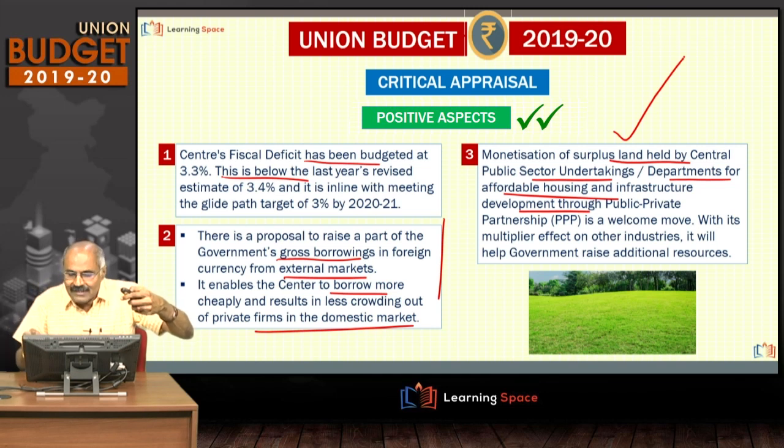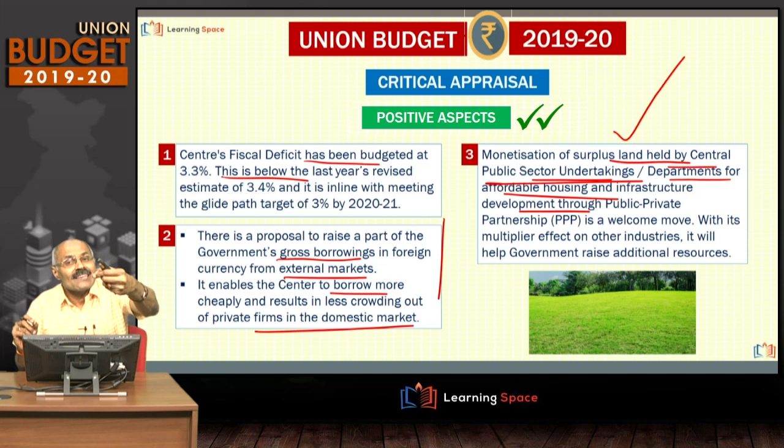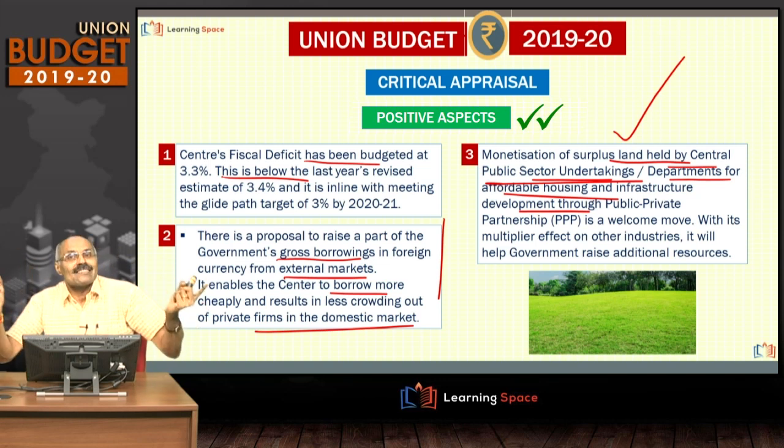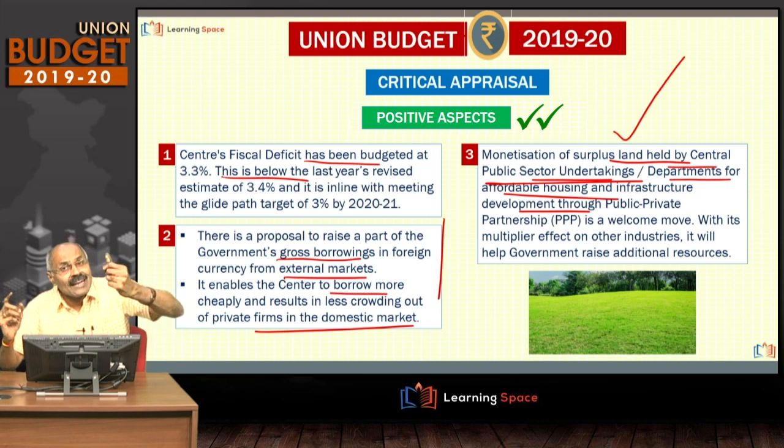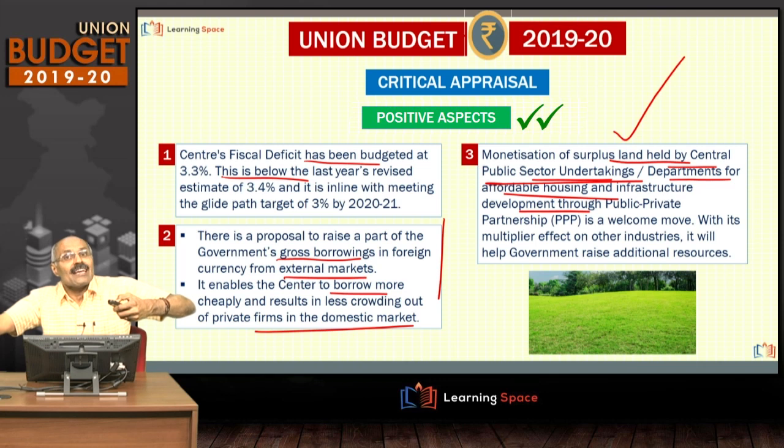Monetization of surplus land held by central public sector undertakings and departments. If you take cities like Hyderabad, public sector undertakings in the heart of the city hold thousands of acres. So therefore, part of the land can be monetized for affordable housing and infrastructure projects. It is the right move.